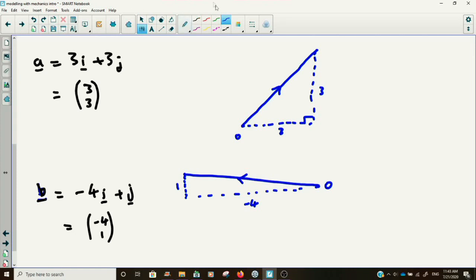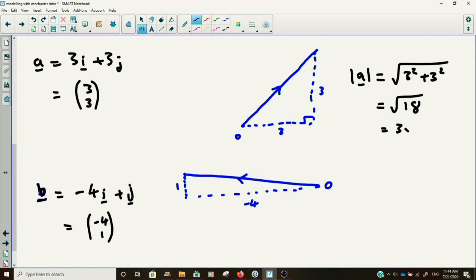So for a, if we wanted to work out the length of a, let's denote it like this. This means magnitude of the vector a. The two horizontal lines either side mean magnitude, and we're just going to use Pythagoras. So it's going to be the square root of 3 squared plus 3 squared, which is the square root of 18. Or if you want, you can write it as 3 root 2.